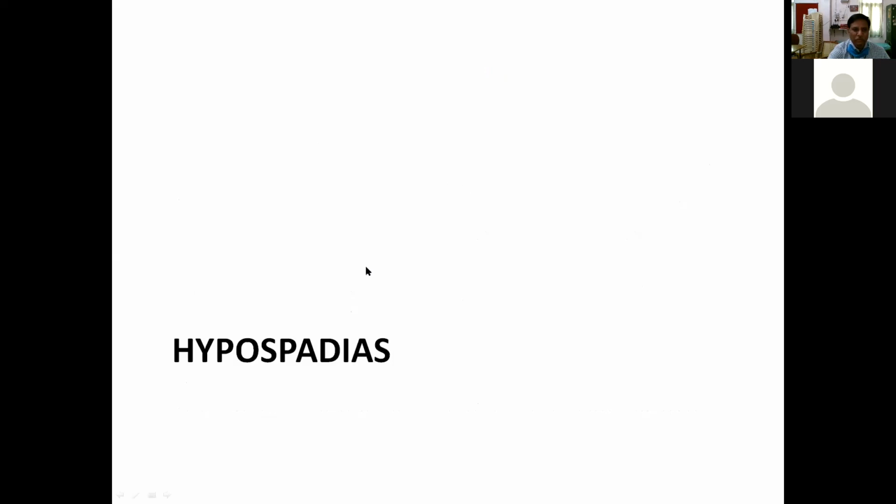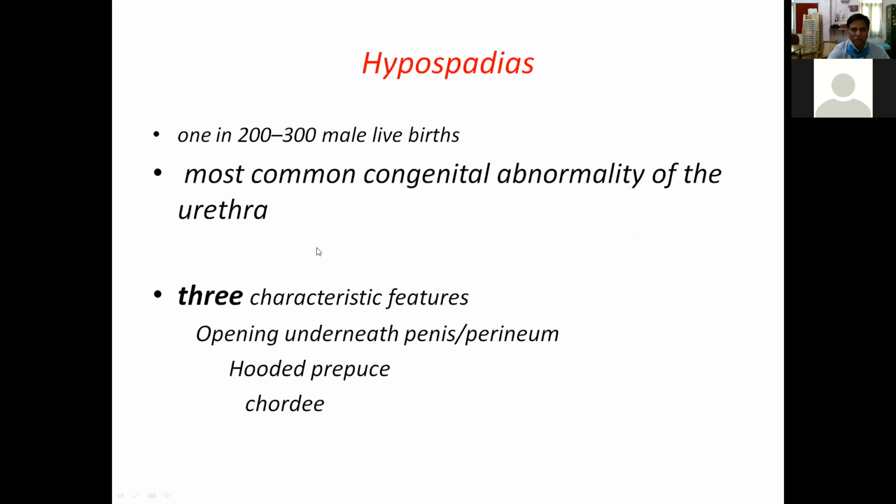Second one is hypospadias. Hypospadias is non-development of the distal part of the urethra. The urethra is a tube that extends from the bladder neck to the external meatus. So if some part of the urethra is not developed properly, the external urinary meatus, the terminal part of the urethra, instead of lying at the summit of the glans penis, lies somewhere proximally on the undersurface of the penile shaft.